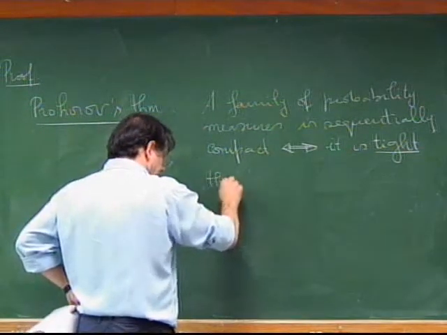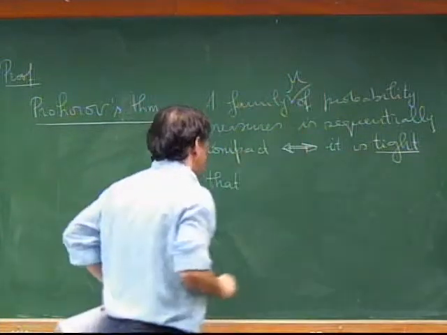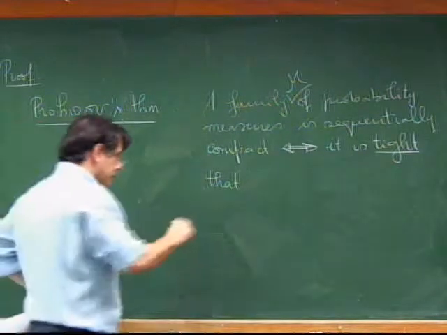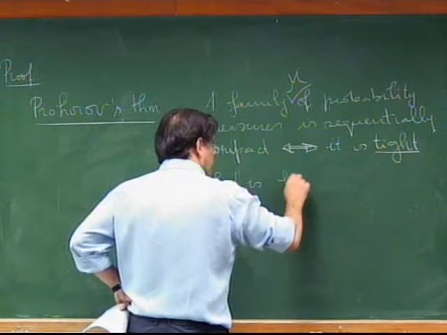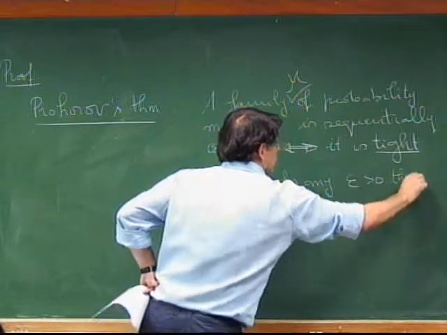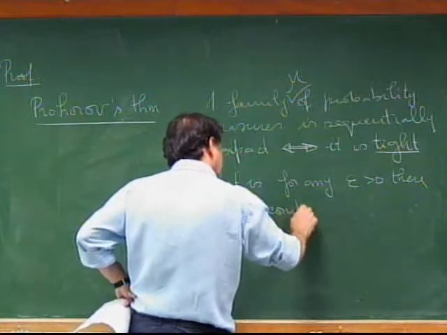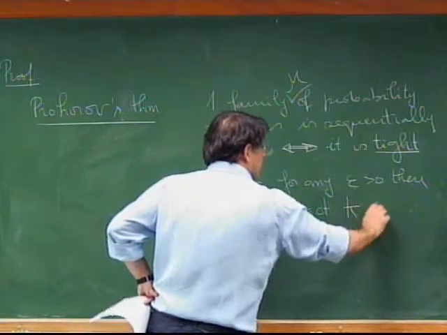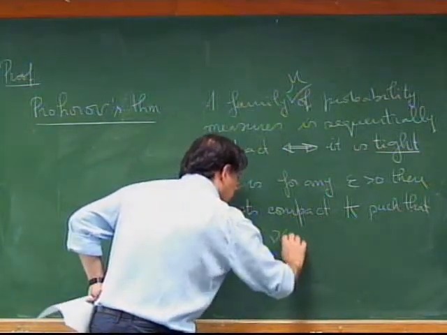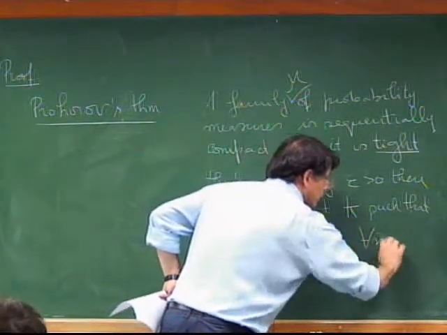That is, a family M of probability measures is sequentially compact if and only if it is tight, which means that for any epsilon there exists some compact K such that nu of K complement is less than epsilon for every nu in your family.